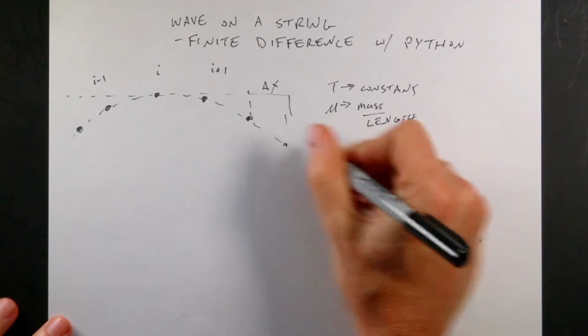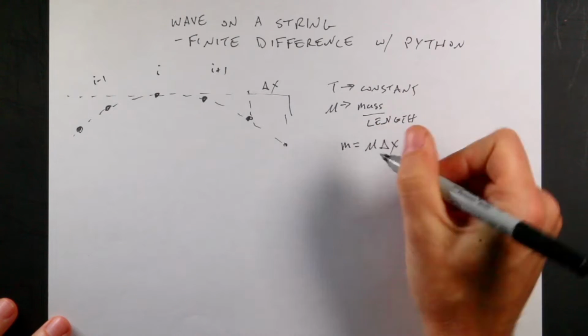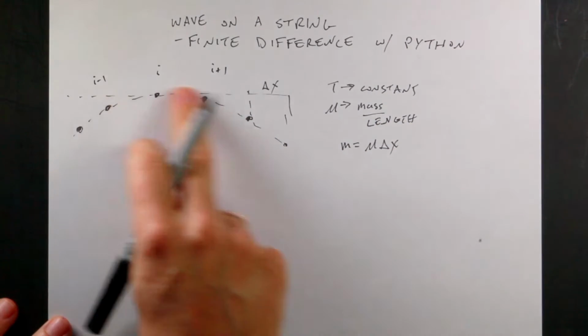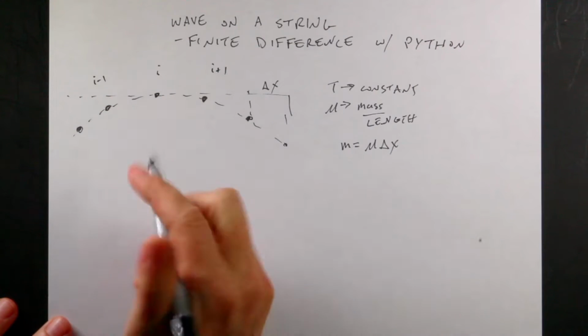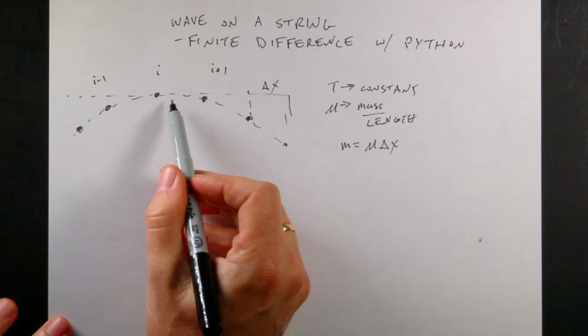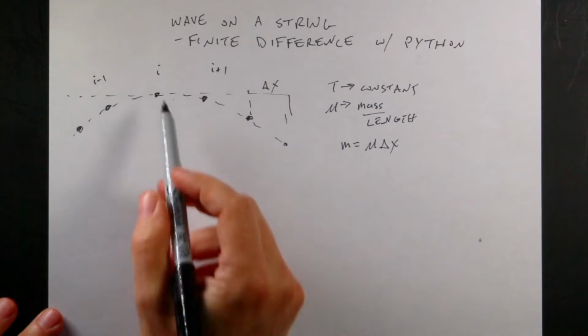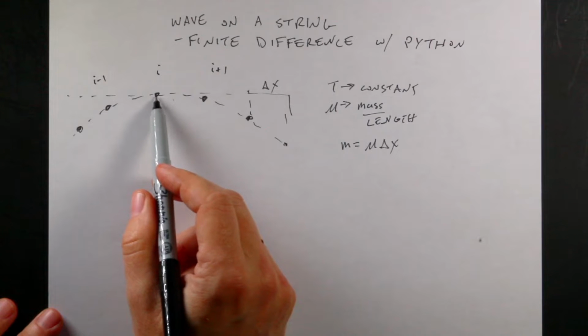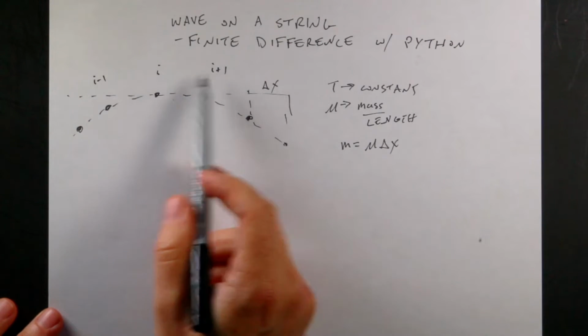That would make each mass equal to mu times delta x, right? Because the total linear density is mu per unit length, and this piece occupies a delta x length. Okay, so that's the mass. I want to write down Newton's second law for this one mass right here, the ith mass. So I have the ith mass, i plus 1, i minus 1.